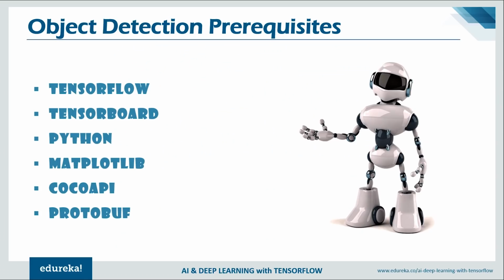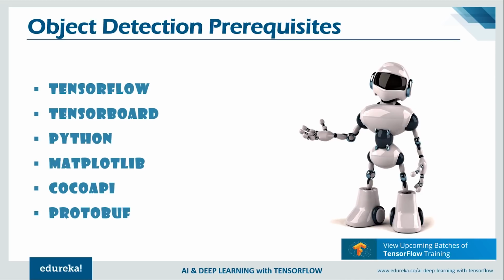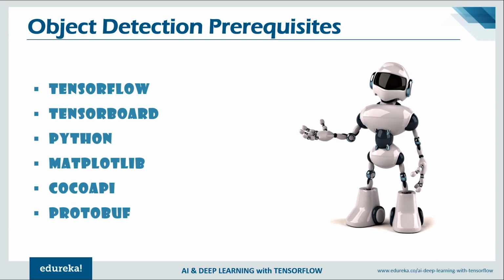Now to begin with, you want to make sure that you have TensorFlow installed with all of its dependencies like TensorBoard, Python, matplotlib, the COCO API and protobuf. Now I'll explain what all steps are needed. For CPU TensorFlow, you can just do pip install tensorflow, but of course the GPU version of TensorFlow is much faster at processing, so it is ideal.